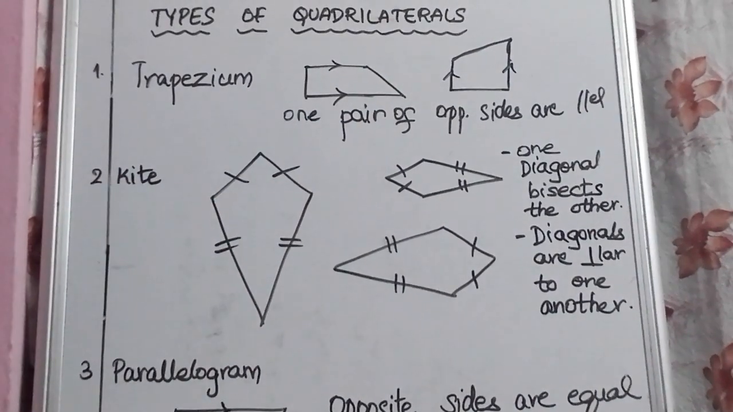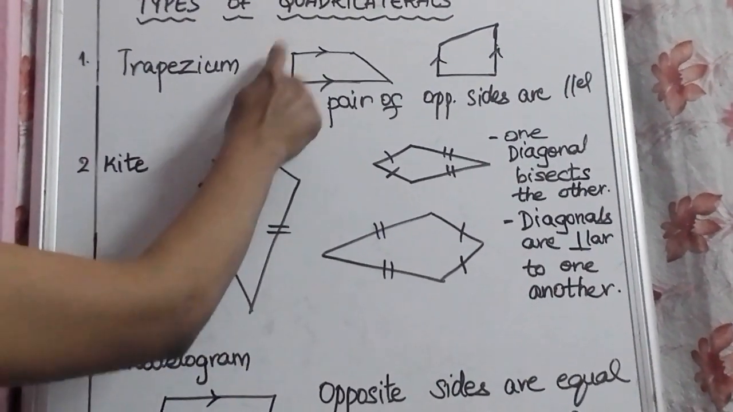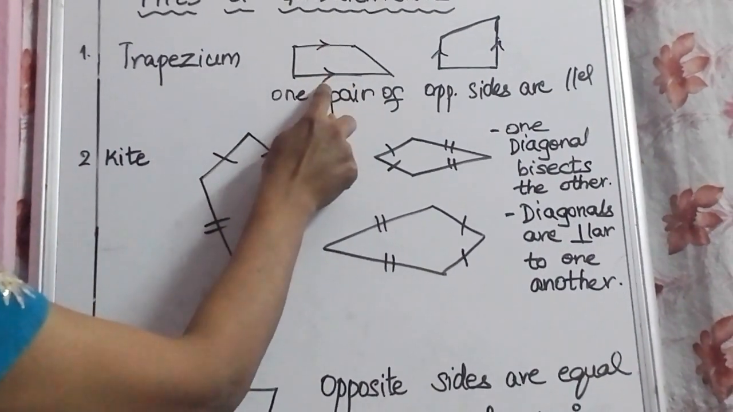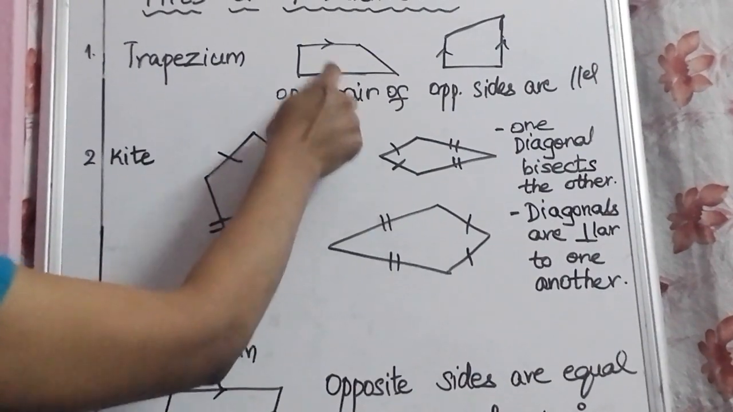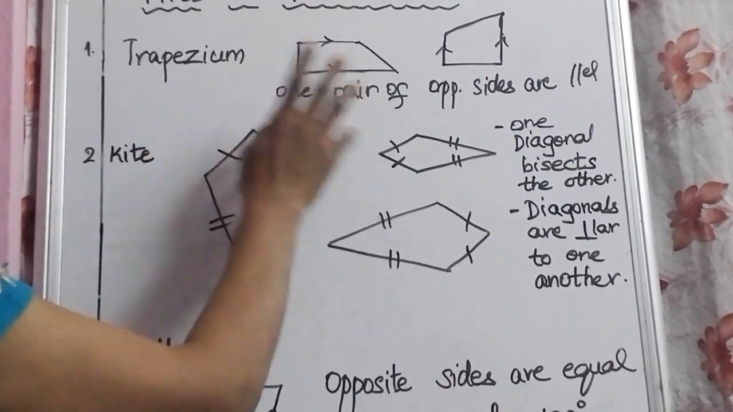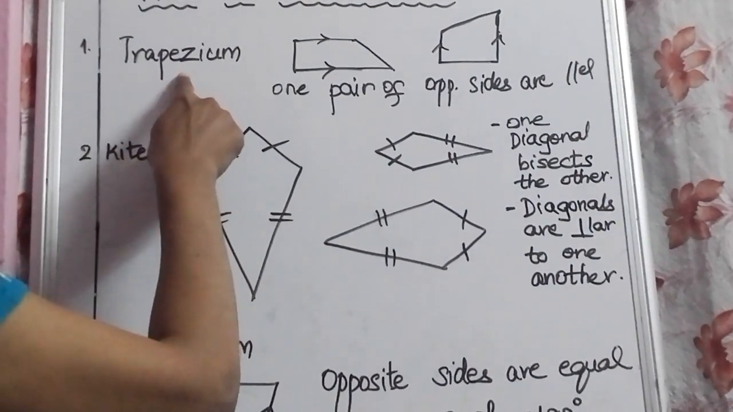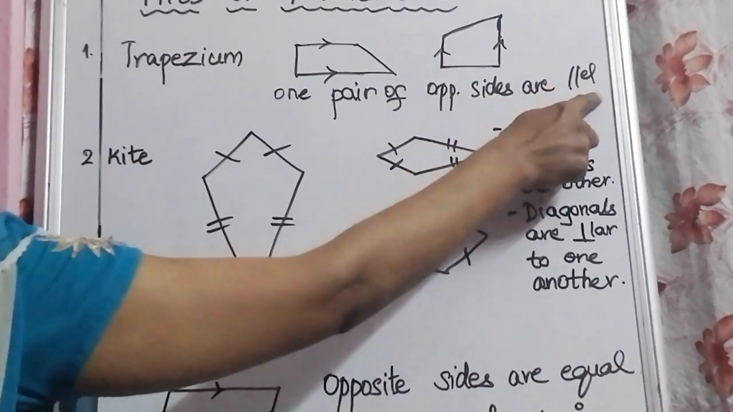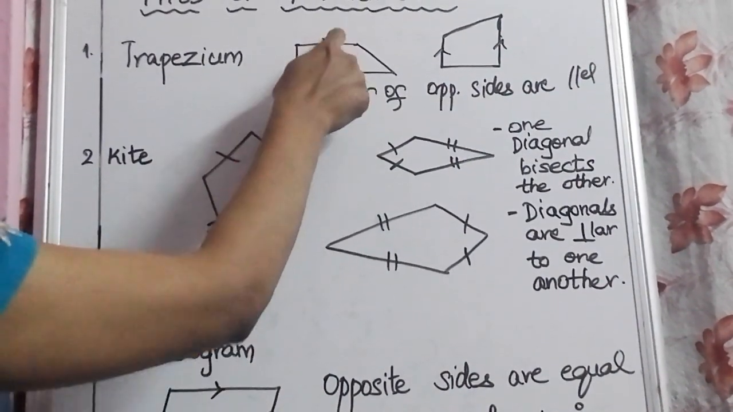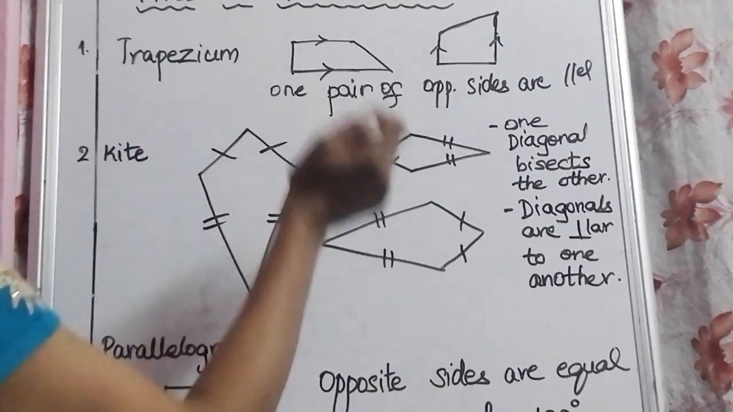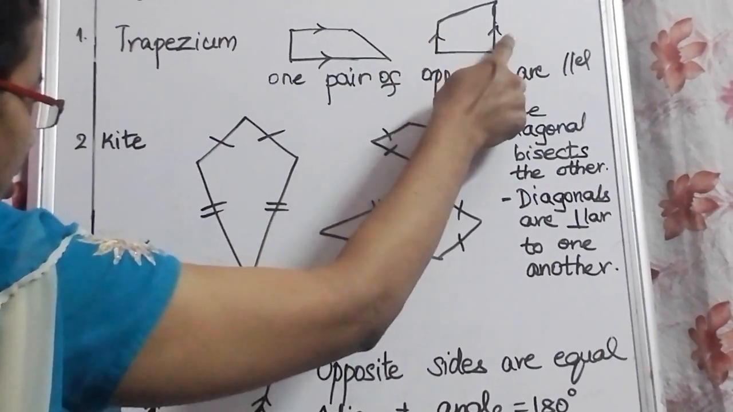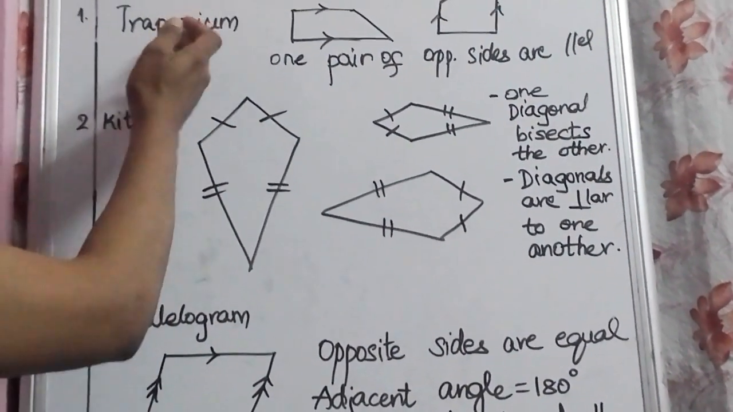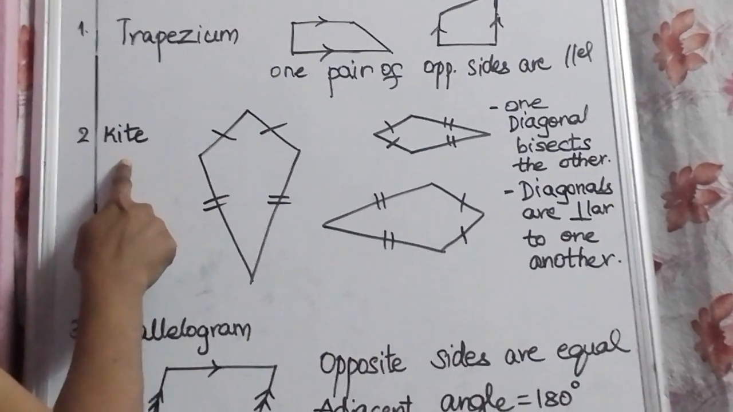From the figure you can see that all 4 sides are not equal, but there is an arrow shown here. The arrow implies that these two sides are parallel to each other. So the property of a trapezium is that one pair of opposite sides is parallel. For this one, these two are parallel. For the second picture, you can see that these two sides are parallel.